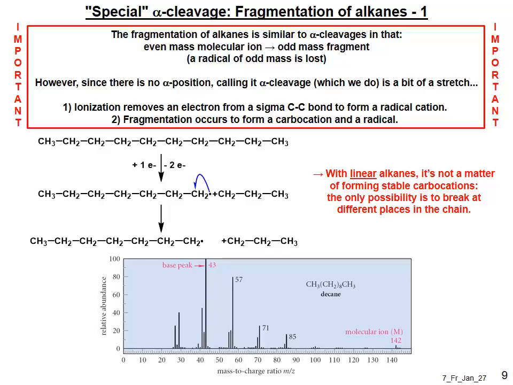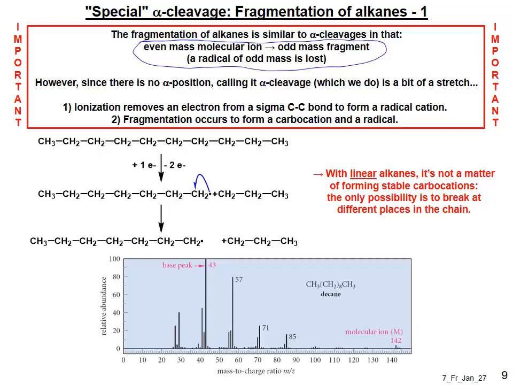And one of these things is this guy here: when alkanes break down by fragmentation, you usually observe that if you start with an even mass molecular ion, you're going to lose a radical of odd mass. So you're going to form a fragment of odd mass, just like the previous alpha cleavages that we saw.